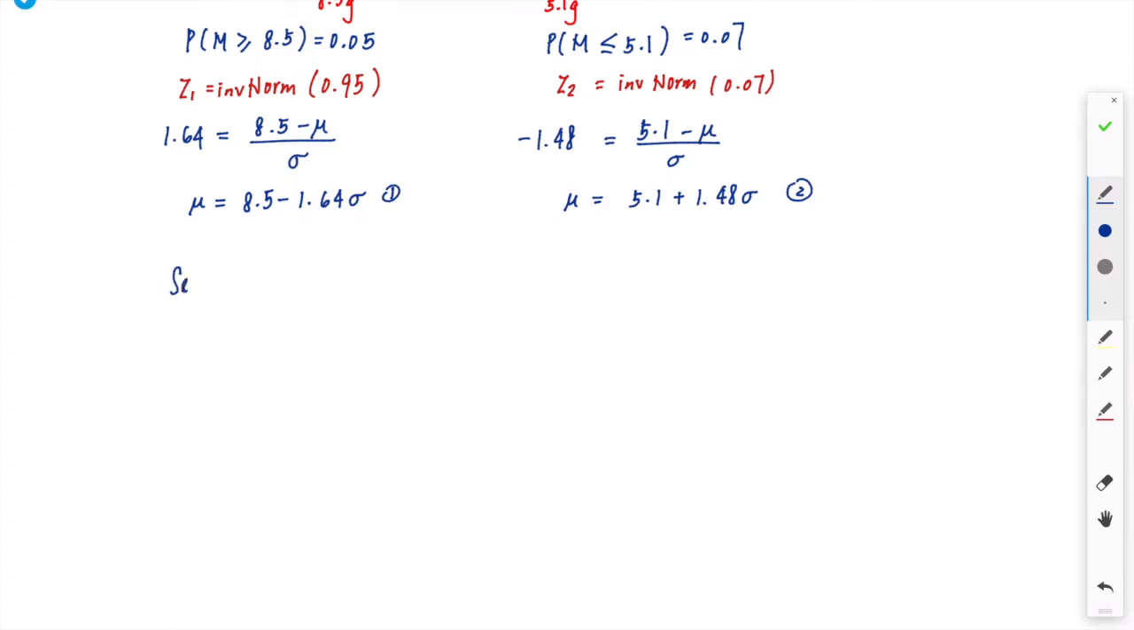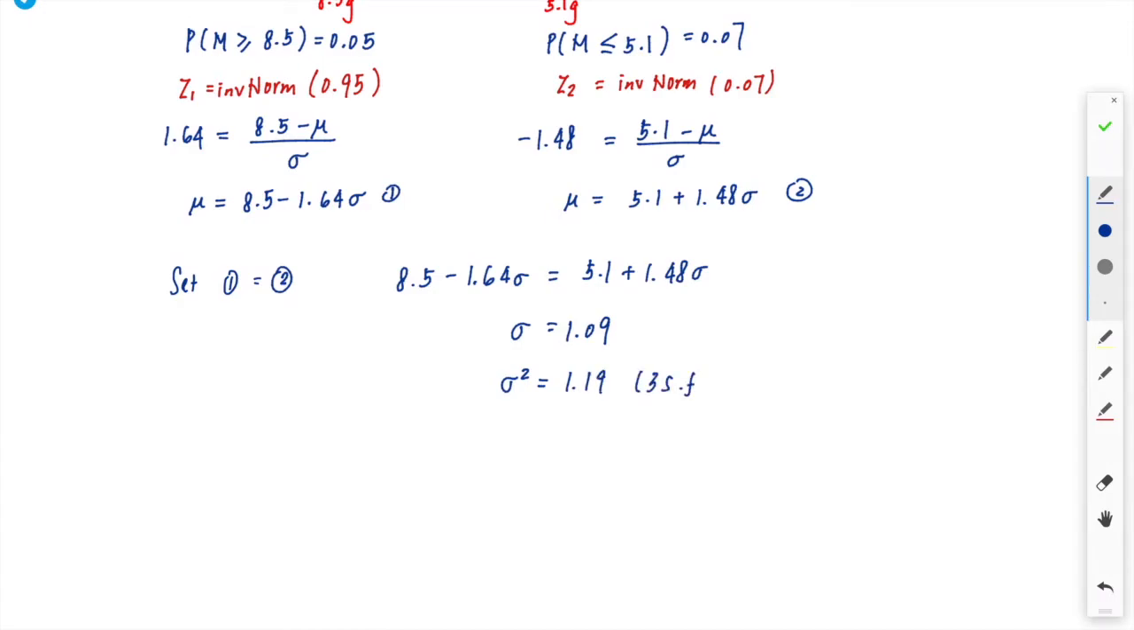I'm going to set equation 1 equal to equation 2. And this gives me 8.5 minus 1.64 sigma equals 5.1 plus 1.48 sigma. Solving the equation, I get 1.09 for sigma, okay? And we're looking for the variance as such. Sigma squared would be the square of this number, which is 1.19 if I round it to 3 significant figures.